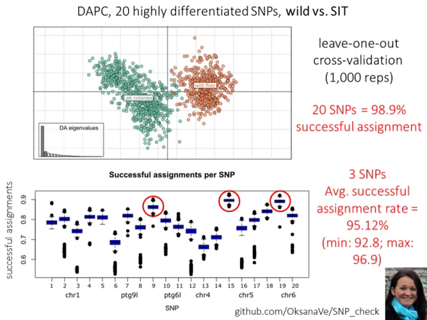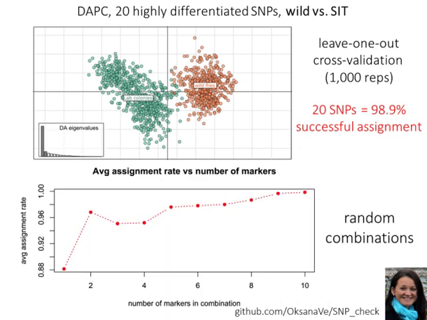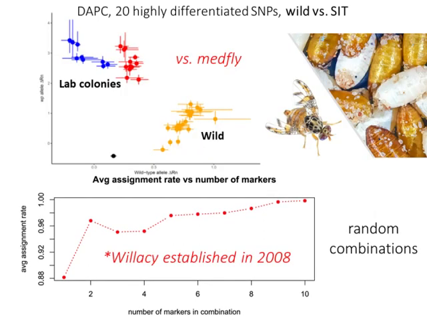We can take random combinations of these SNPs and address their efficacy. Anytime we get above maybe 2 or 3 or 4 markers, we're above 95% success in telling wild from SIT flies. Now that seems pretty good, but it's kind of cruddy compared to the previous example I talked about with medfly, where a single nucleotide in the genome can tell all mass-reared from wild flies. But the important thing to remember is medfly has been mass reared for decades at this point. And we include Willacy, which was established in 2008 from wild flies in Texas. So that's a more difficult diagnostic question to ask, because the Willacy colony is going to be much more closely related to wild Texas flies than, say, medfly that have been mass reared for decades on end.